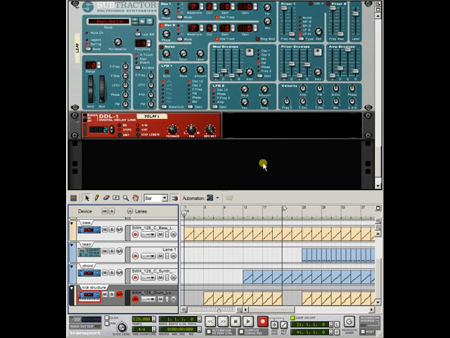Automation is nothing but controlling the various CCs on the DAW, like encoder knobs or faders on the plugins or the mixers on the DAW. Starting with, I have an arrangement going over here on my arrangement segment. Let's just give it a listen.